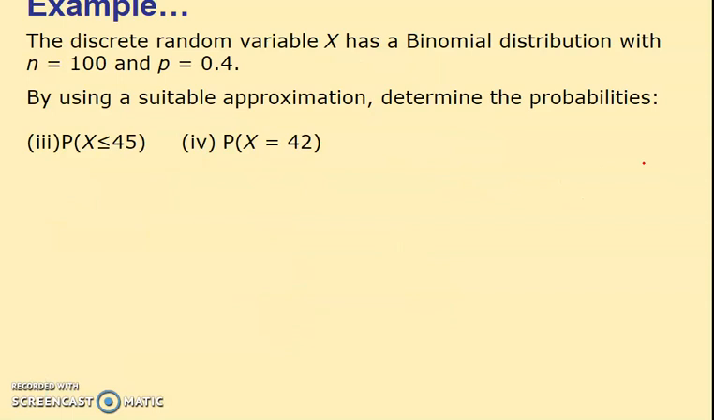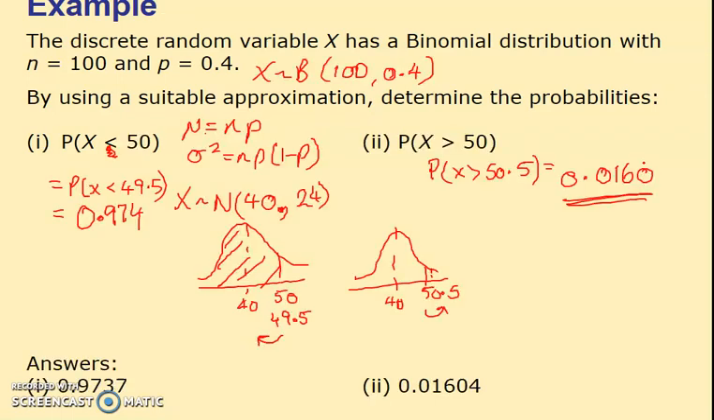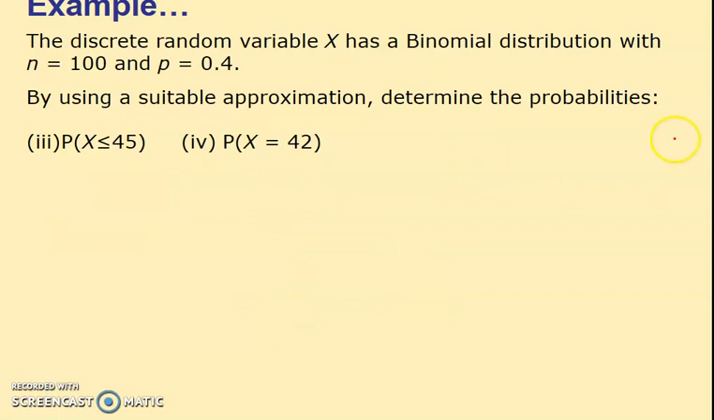Using a suitable approximation. This is exactly the same, but now do 2 other questions. So right, I could have done that on that. So I've got, I just remember those numbers, 40 and 24. So I've got, where's my pen gone? There it is. So I've got x now is normal, 40, 24. And it says what's the probability of being less than or equal to 45.